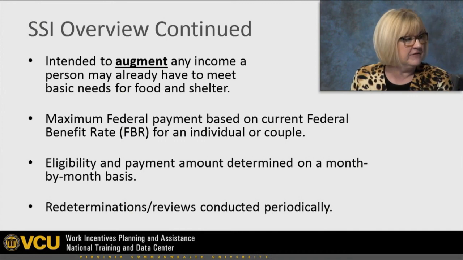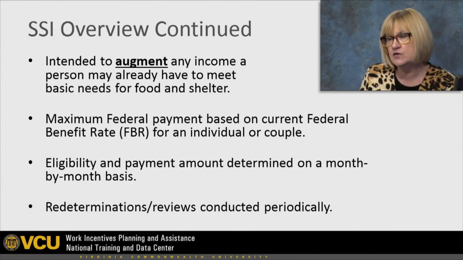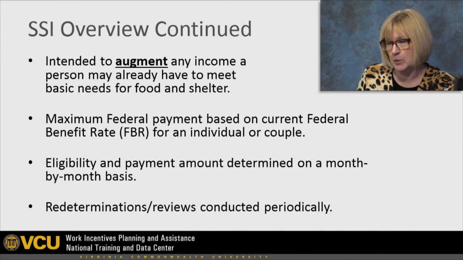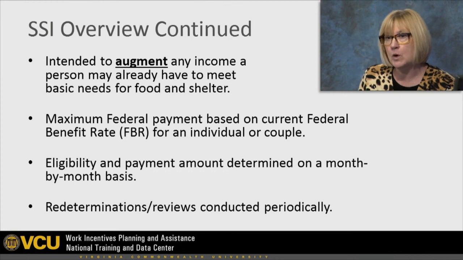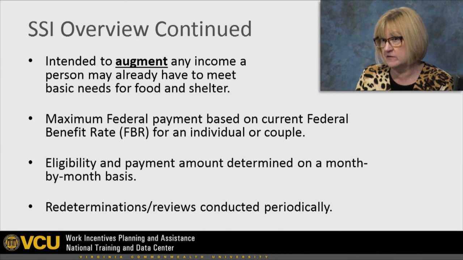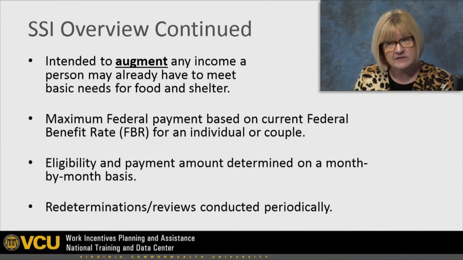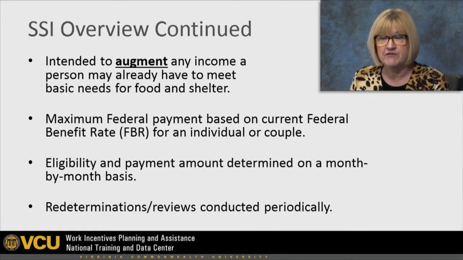So let's remember a few additional things. SSI was really intended to augment or supplement any income that an individual already had. And the whole purpose of the SSI program was to provide a very subsistence level of support for the basic costs of food and shelter. That's really what this is for, those very basic and essential costs. And the maximum federal payment in SSI is established every year. There are new figures that come out, and they take effect every January 1st.